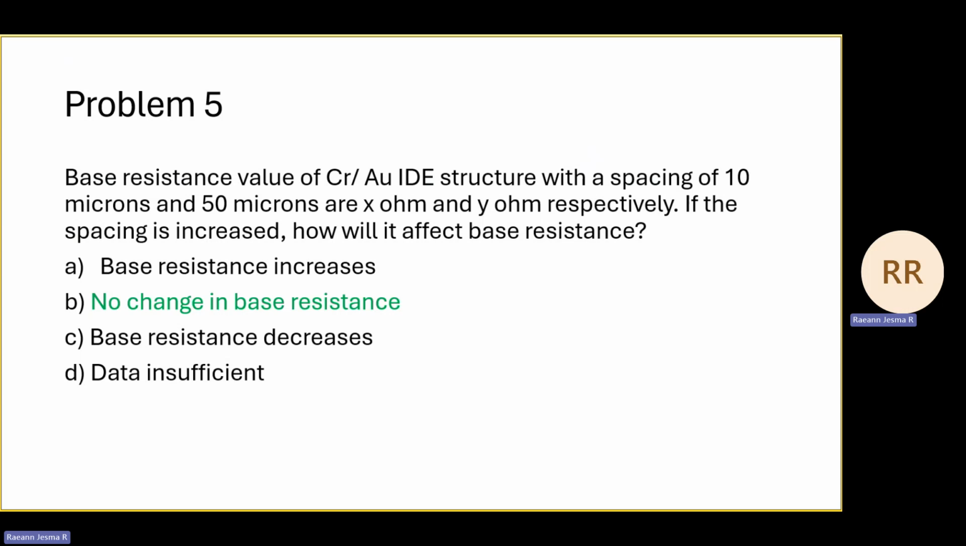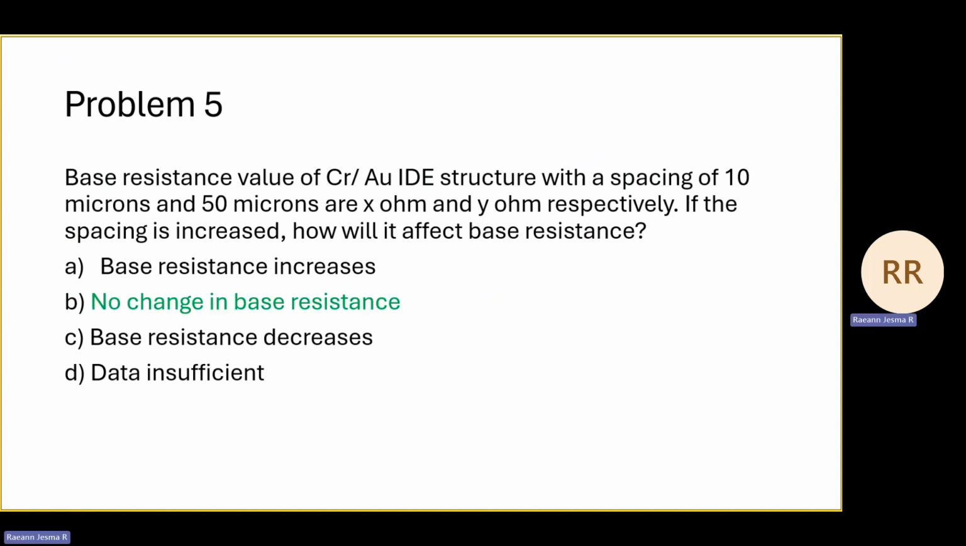So now, is this clear? To summarize again, increasing the gap spacing between the interdigitated electrodes will not affect the resistance of the sample. That is because even if we increase the spacing, there is no conductive path. We are not changing the conductive path between the two IDEs, so it will not affect the base resistance of the sample because the base resistance is already very high. When you are increasing it, it does not change much. Okay.